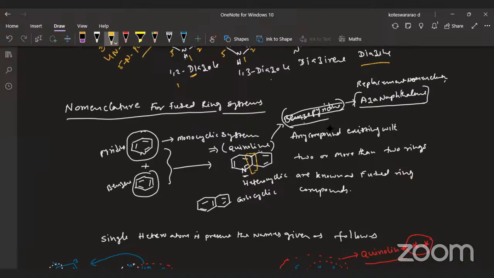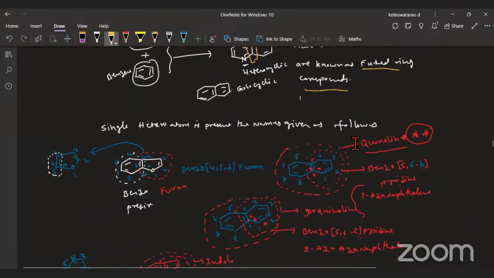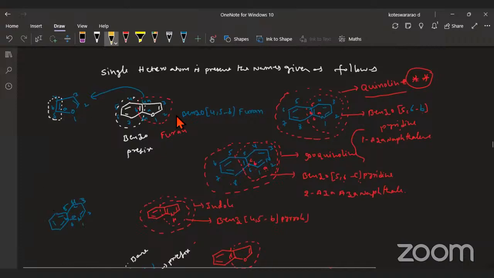Fused heterocyclic compound. Now, this compound nomenclature is also important because when you move forward, we will see so many fused heterocyclic compounds. Therefore, if you are not aware of the fused heterocyclic names, we would not understand the concepts related to those compounds. Any compound existing with two or more rings is known as a fused heterocyclic compound. This is the definition of the fused ring system. Next, I'm taking several examples.